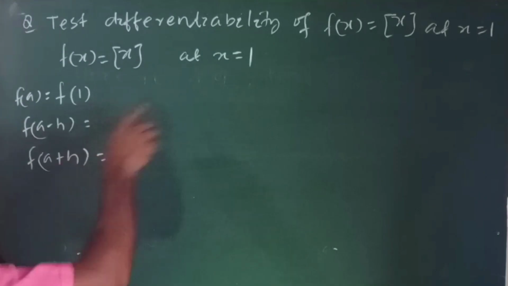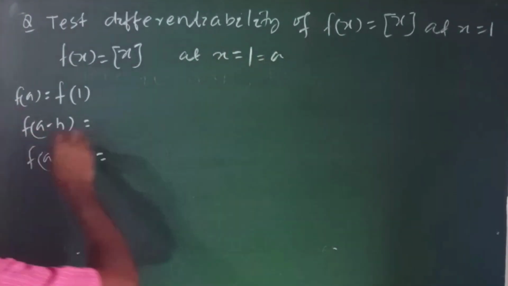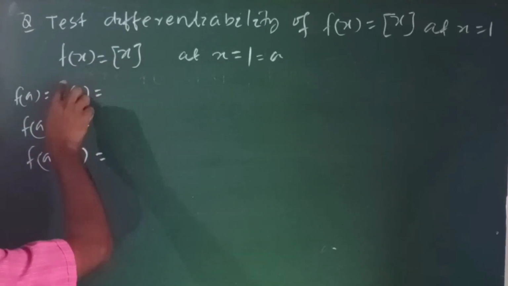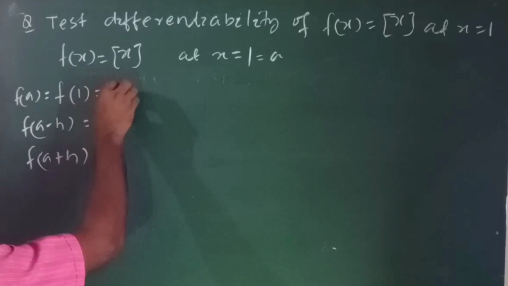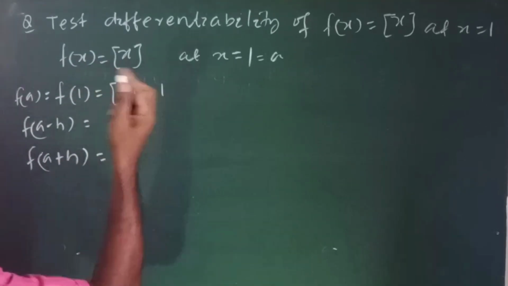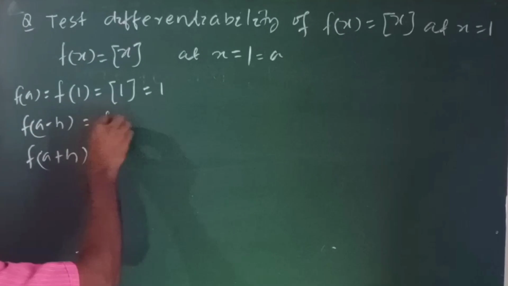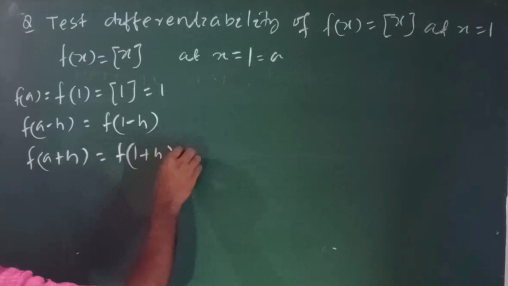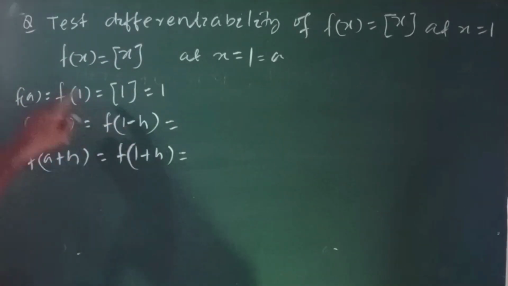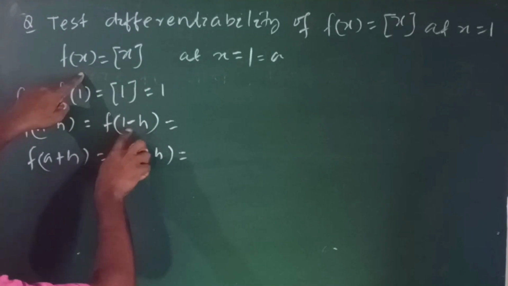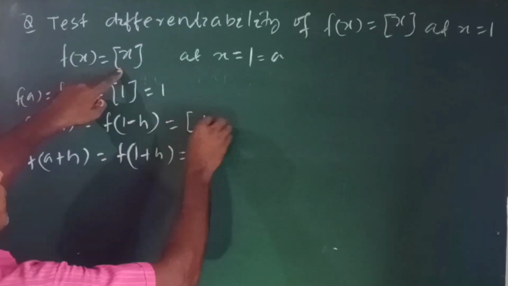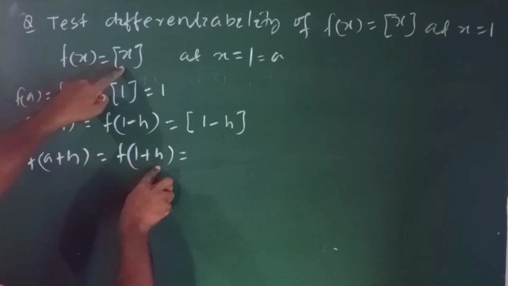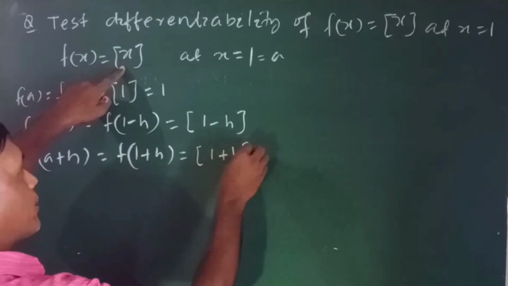कैसे? f of a means f of 1, this is the given point. f of 1 means f of x is bracketed x, so f of 1 is bracketed value of 1, and this is 1, greatest integer function. f of a minus h means f of 1 minus h, and f of a plus h means f of 1 plus h. f of x is equal to bracketed x, so put x is equal to 1 minus h, so this will be bracketed value of 1 minus h, and this is f of 1 plus h, put x is equal to 1 plus h, and this will be bracketed value of 1 plus h.